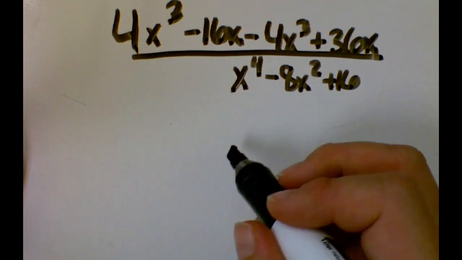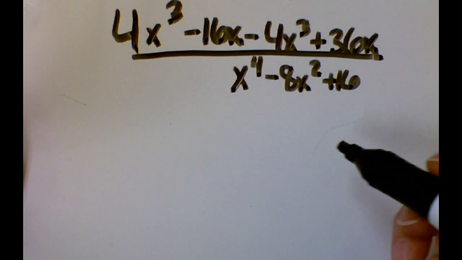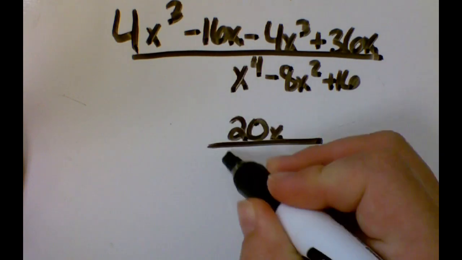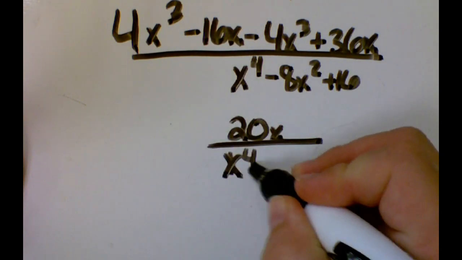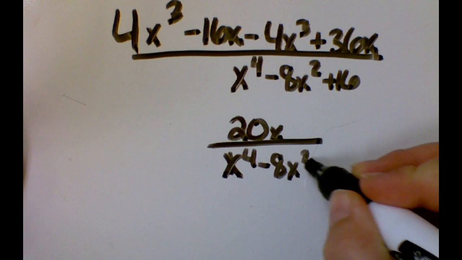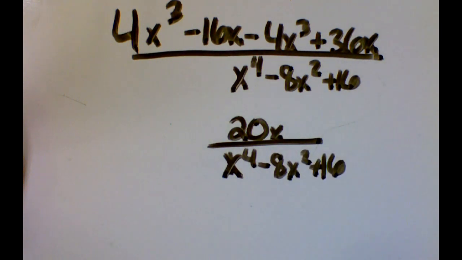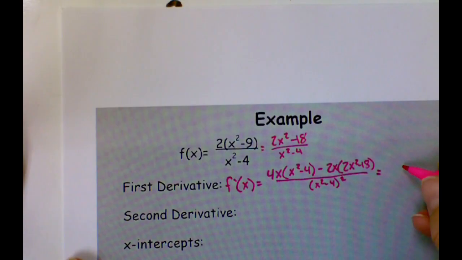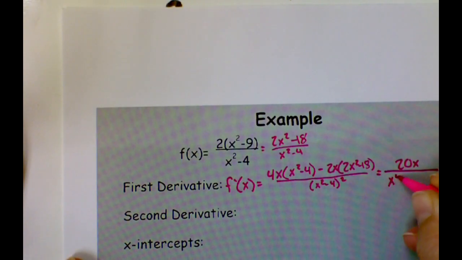Then I just simplify a little bit more. My x cubes cancel, my x's become 20x, and my denominator is x to the fourth minus 8x squared plus 16. I have my first derivative, just a tiny bit of work there. So I'll add that to my notes. I got 20x over x to the fourth power minus 8x squared plus 16.